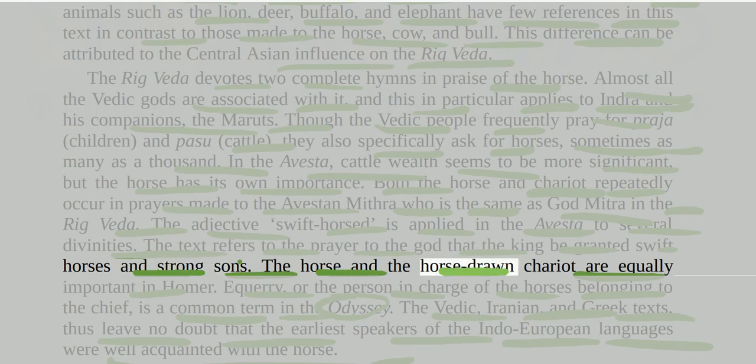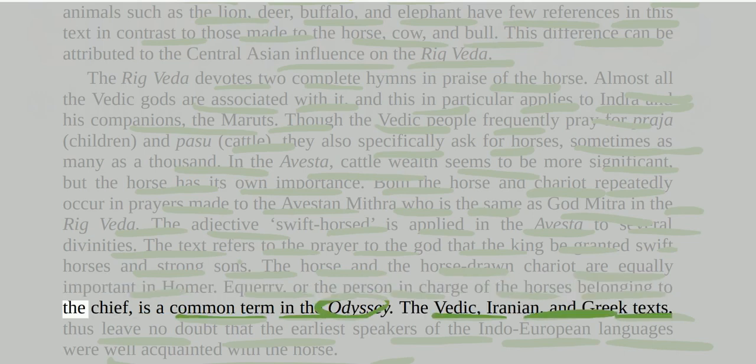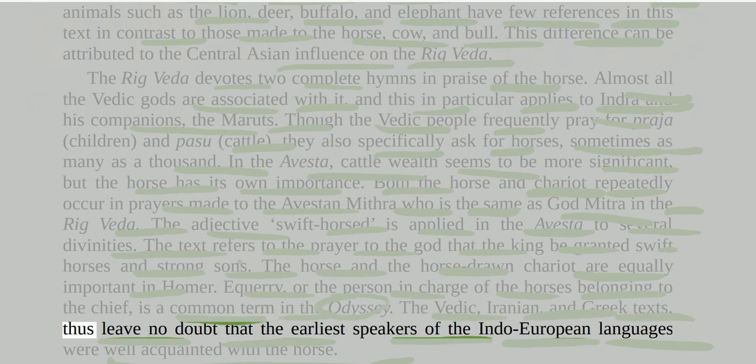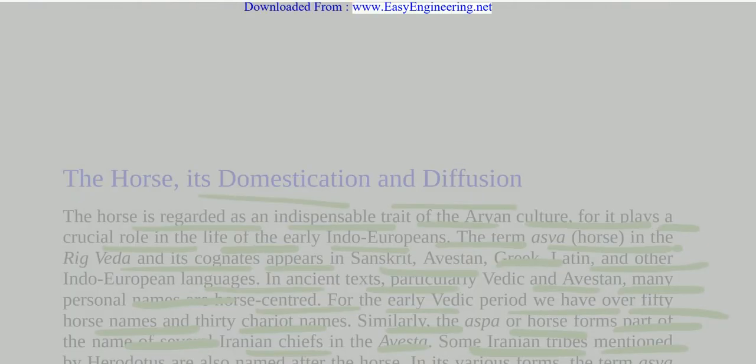The horse and the horse-drawn chariot are equally important in Homer. Equerry, or the person in charge of the horses belonging to the chief, is a common term in the Odyssey. The Vedic, Iranian, and Greek texts thus leave no doubt that the earliest speakers of the Indo-European languages were well acquainted with the horse.